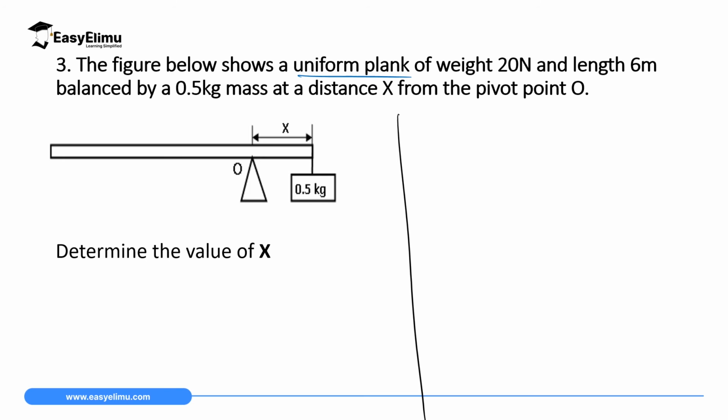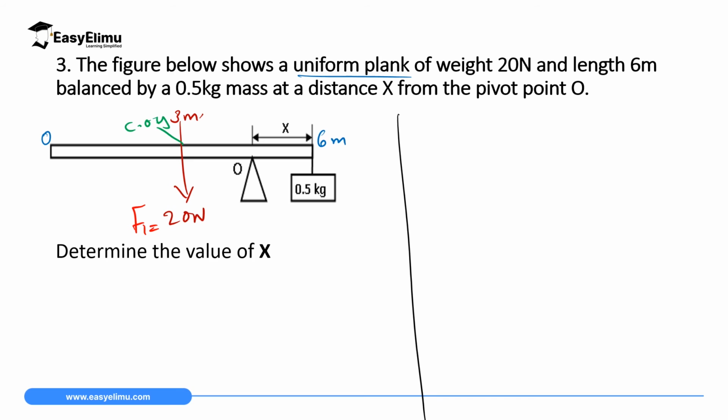Uniform plank means its weight is balanced throughout, and therefore its center of gravity is at the middle of this bar. So if we have from 0 to 6 meter, then at 3 meter we have the center of gravity. This is the COG. And at the center of gravity is where the weight of this plank will act, that is 20 Newton. Let's call this F1, the first force.